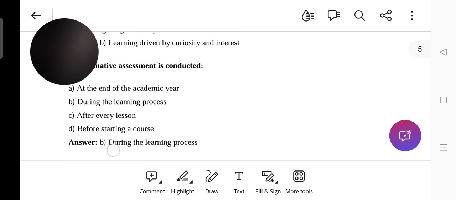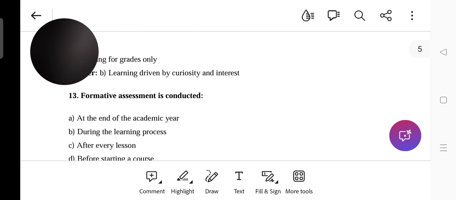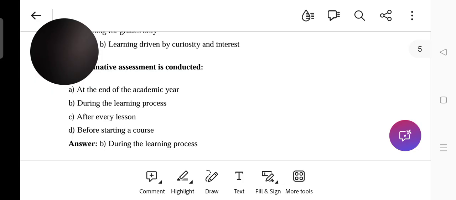Okay, the next question. The formative assessment is conducted option A, at the end of the academic year, option B, during the learning process, option C, after every lecture, and option D, before starting a course.